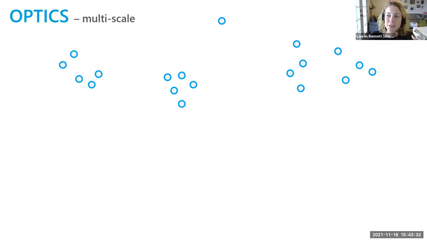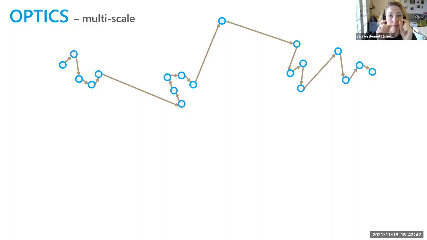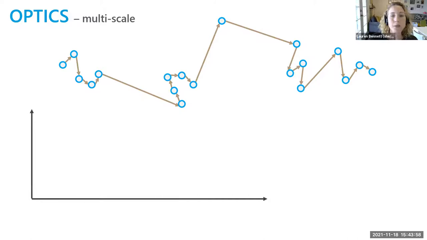So the way that OPTICS works is it starts at a feature and it finds its closest neighbor. And then from that feature, it goes to its next closest neighbor. It cannot go backwards to a feature that's already been touched. And it goes through and finds all these closest neighbors. And it takes those distances and creates what's called a reachability plot. So this reachability chart essentially charts out all of those distances.